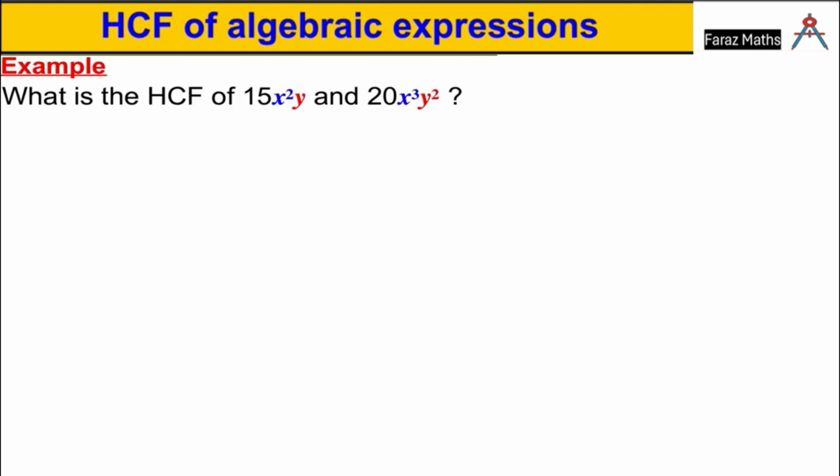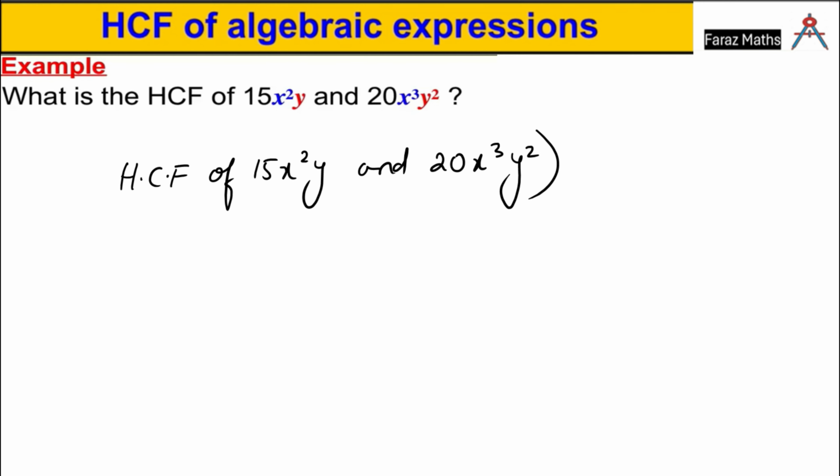Coming to the next question, what is the HCF of 15x square y and 20x cube y square? You know that in between 15 and 20, the HCF is 5, because both are divisible by 5, and 5 is the highest common factor of 15 and 20. So we can simply write 5 there. Now think in this way: in between x square and x cube, in x cube you have x square, and in x square you have x square. So x square is present in both.